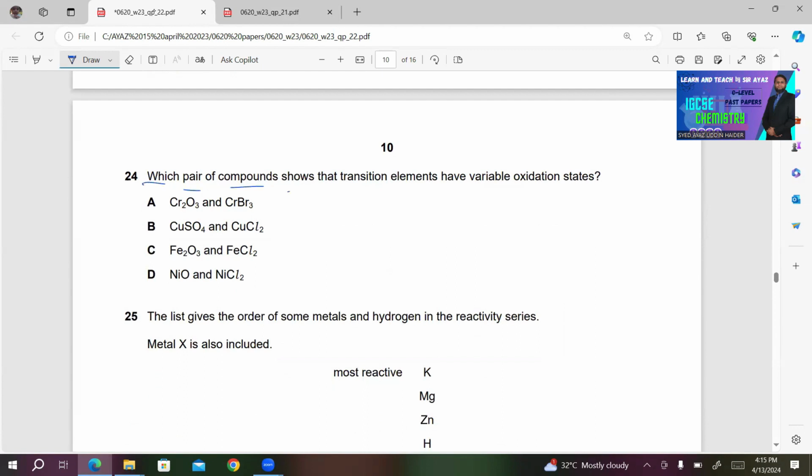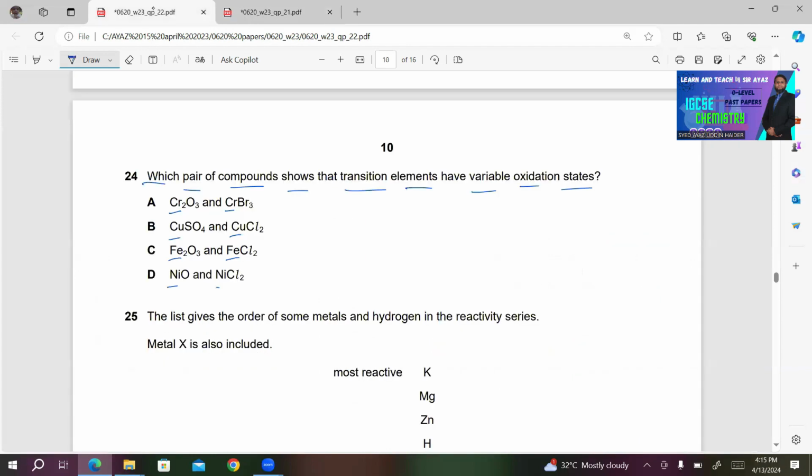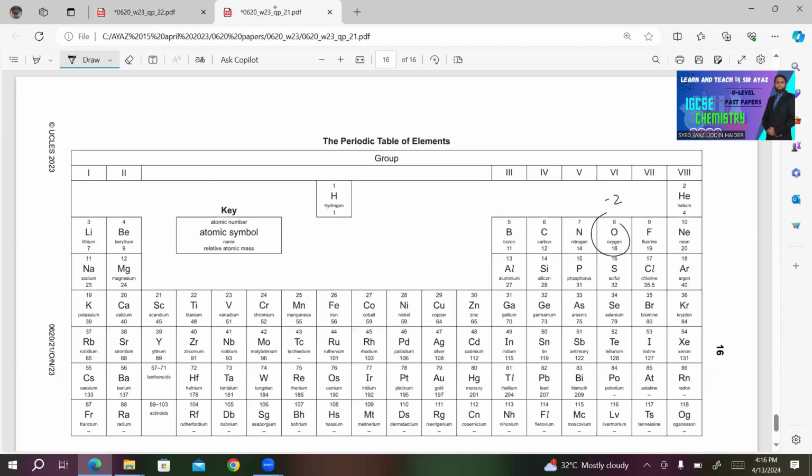24. Which pair of compounds shows that transition elements have variable oxidation states? Now, for this, you need to find out the oxidation states of transition metals. These are the transition metals. Here we have chromium, here we have copper, iron, and nickel. So in Cr2O3, what about the oxidation state of oxygen? Oxygen is more electronegative. It's in group 6, it must be having -2. Second is bromine. Bromine is group 7, must be having -1.